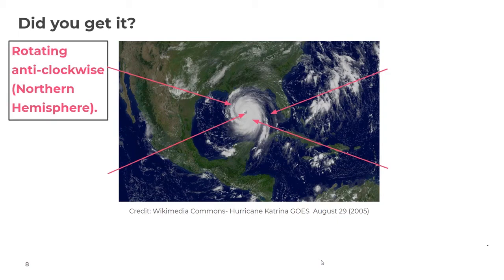Now in this image I can see that the cloud is rotating anti-clockwise, which suggests to me that this tropical storm is in the northern hemisphere. If it was in the southern hemisphere, it would be rotating clockwise.